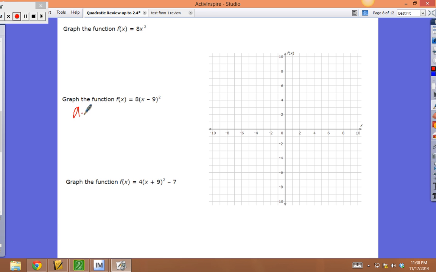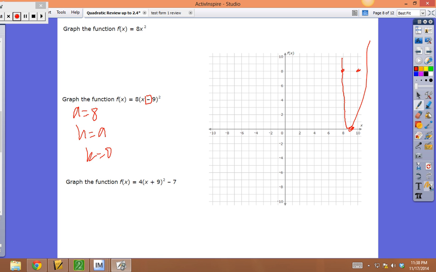this middle one, a, is also 8. H this time is 9, and k is 0. So the minus is not part of the number. The minus is part of the model. So I'm going to go to the right 9 and 0. And then I'm going to go up 8 and over 1, up 8 over 1. So there we go. Your parabola should look like that.